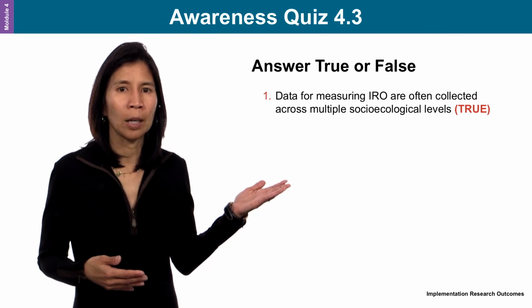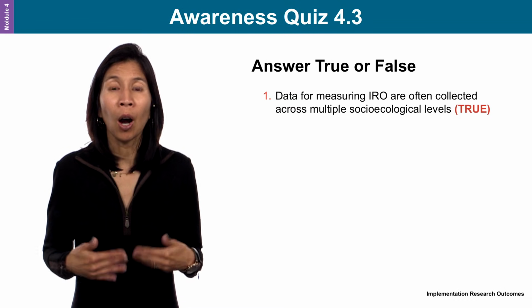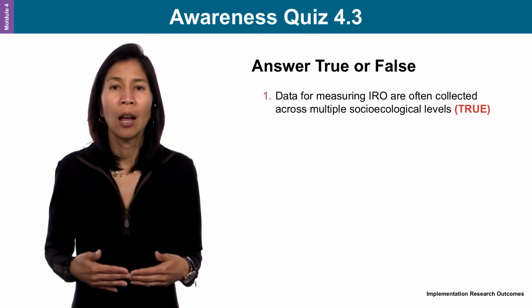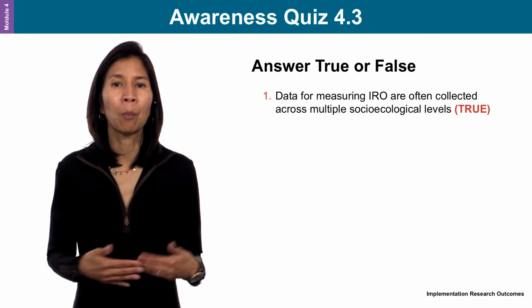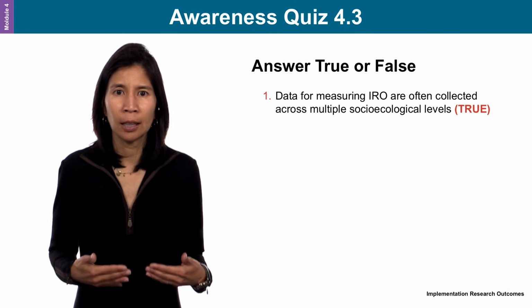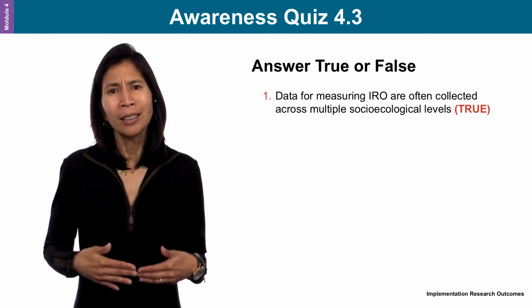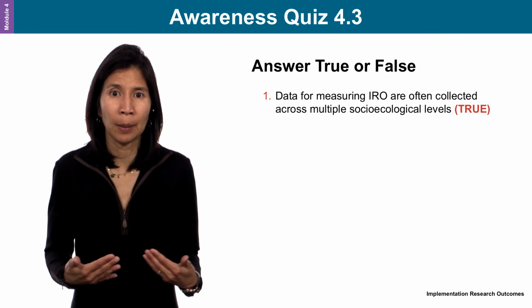The first statement was, data for measuring implementation research outcomes are often collected across multiple socio-ecological levels. The correct response here is true. We know that data come from multiple levels, including patient, provider, clinic, facility, and organizational levels, to give us a fuller picture of the implementation effectiveness from multiple perspectives.